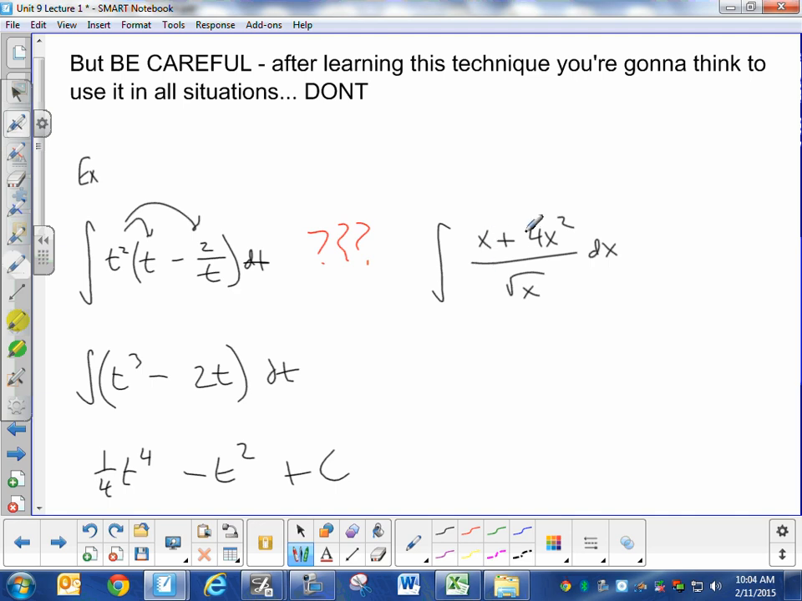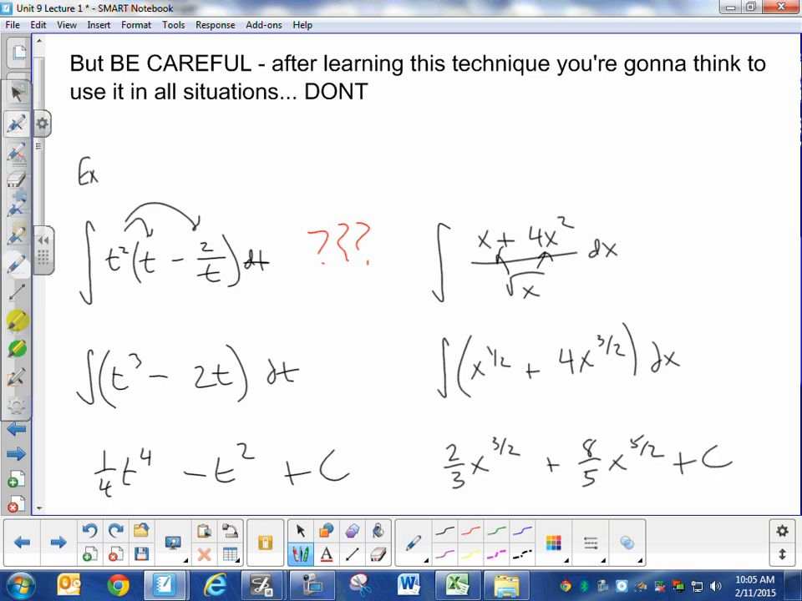Same with this. You're going to look at this and you're going to be like, man, I got to use U-substitution. This looks really complicated. No. Divide both of those terms by the square root of x, and you get x to the 1/2 plus 4x to the 3/2. I could take the antiderivative of both of these. This is 2/3 x to the 3/2. This is 8/5 x to the 5/2 plus c.